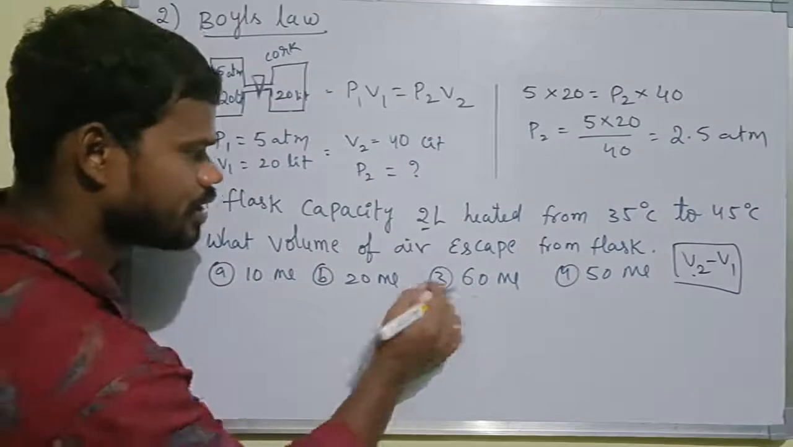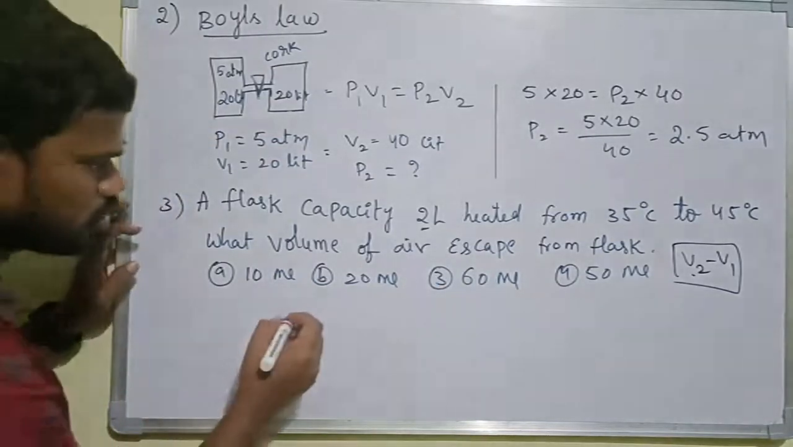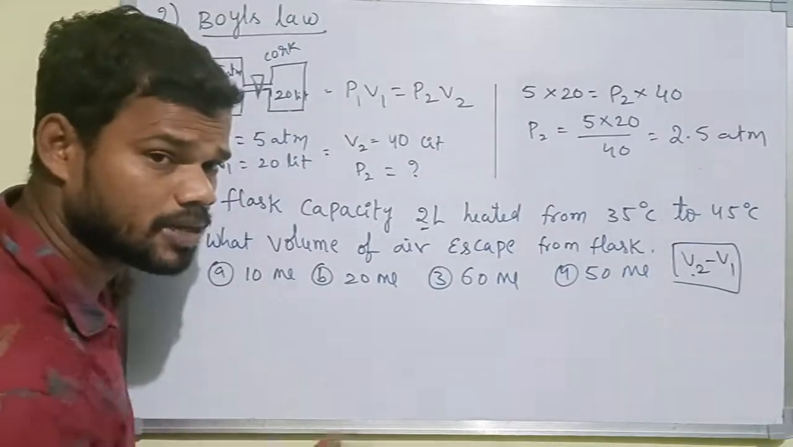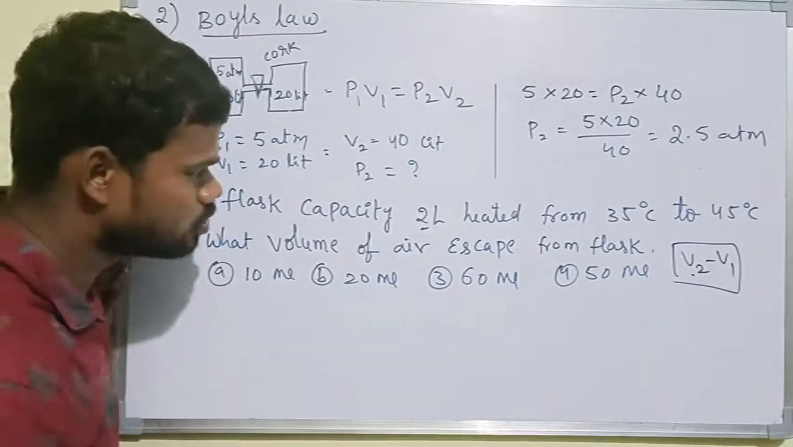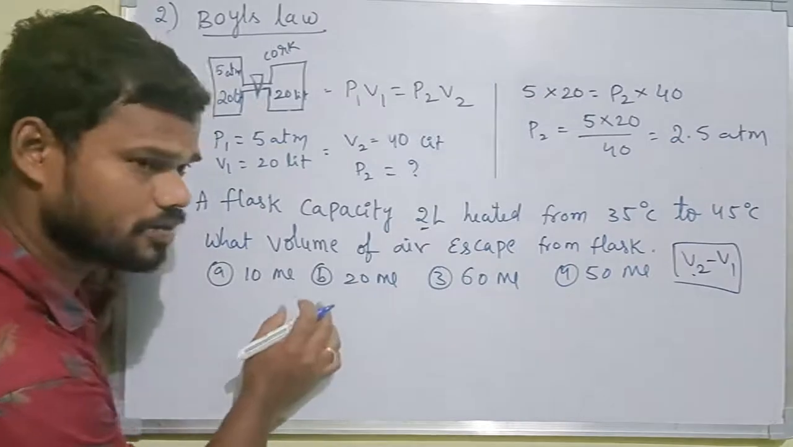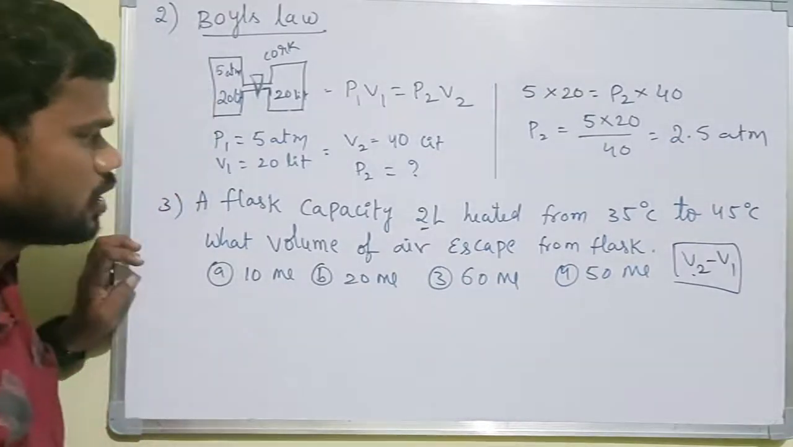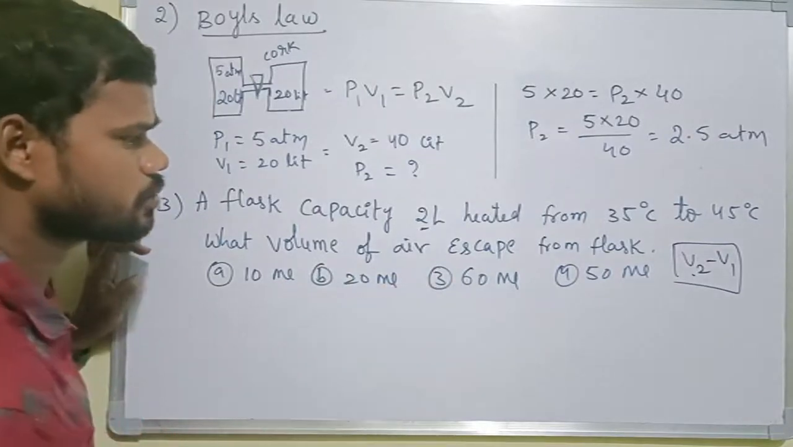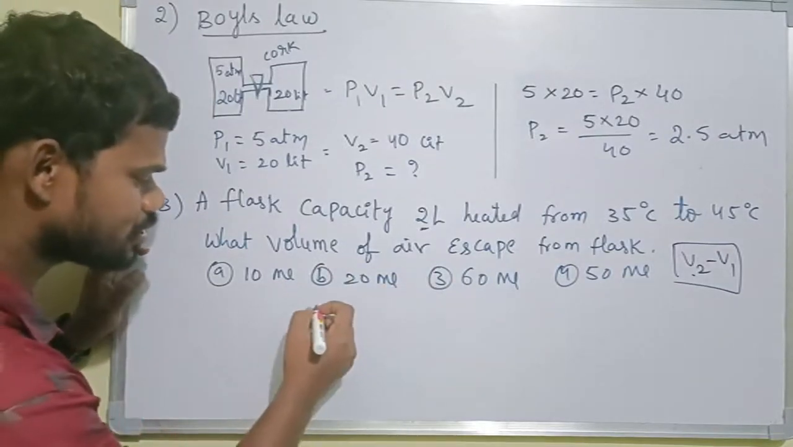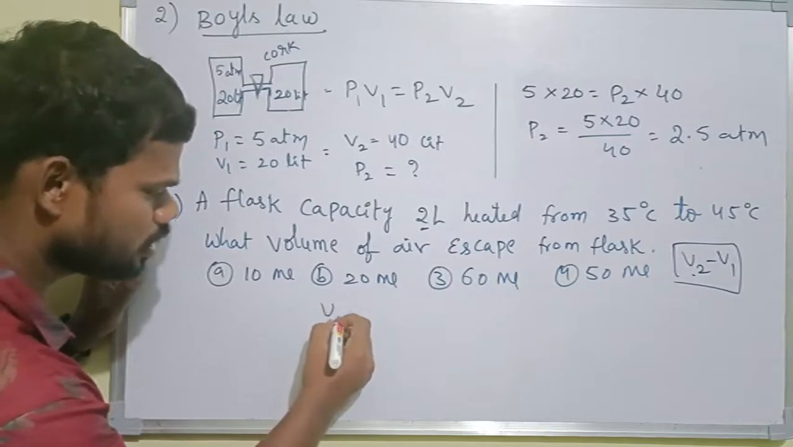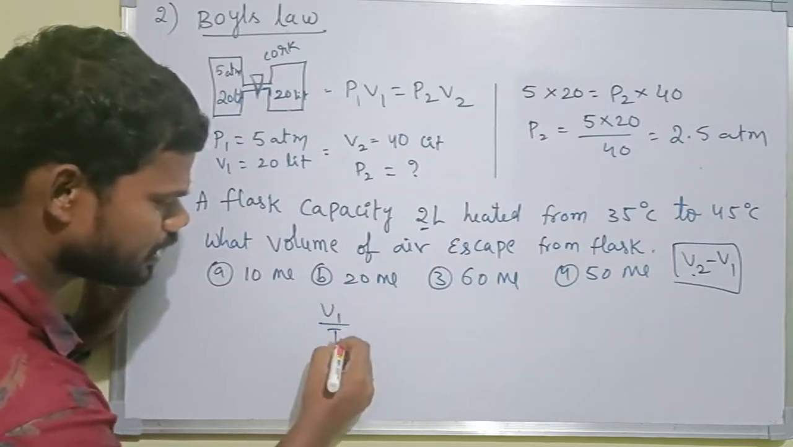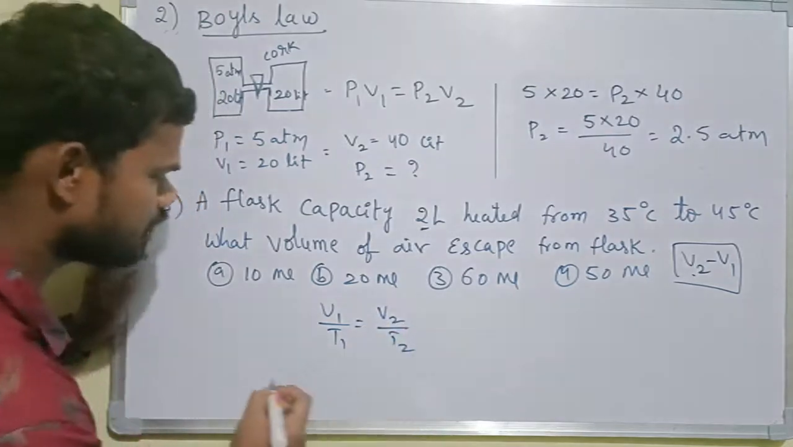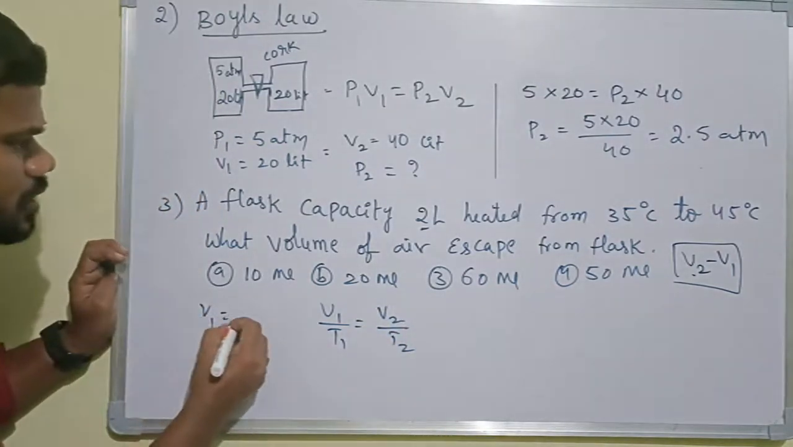So how should we solve this? According to Charles's law we can solve this problem. At constant pressure, volume is directly proportional to temperature. So V1 by T1 equals V2 by T2. Here we know V1 is 2 liters.